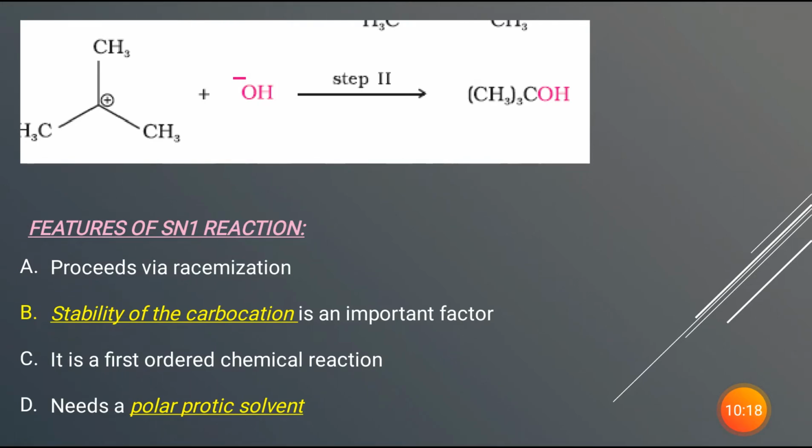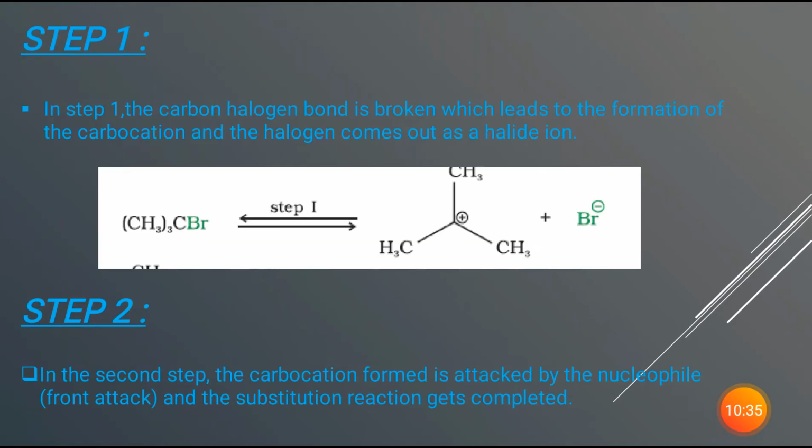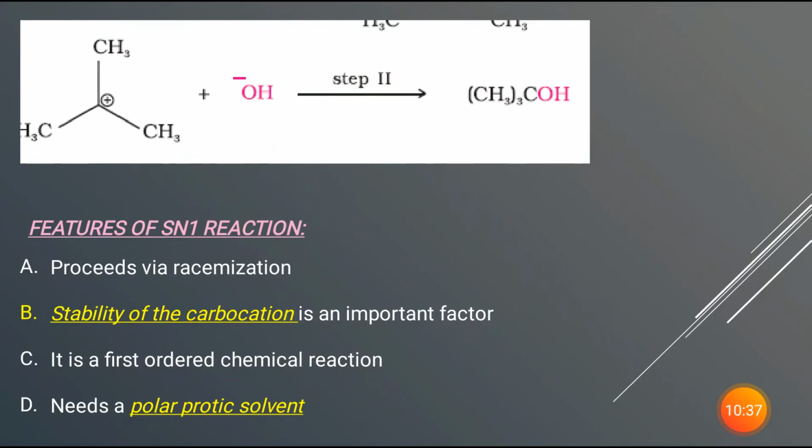Now, features of SN1 reaction. First one, it proceeds via racemization. In the next video, when we talk about optical activity, we'll see what racemization is. Second, stability of the carbocation is an important factor. Yes, very important. If a tertiary carbocation is formed, it's the most stable.